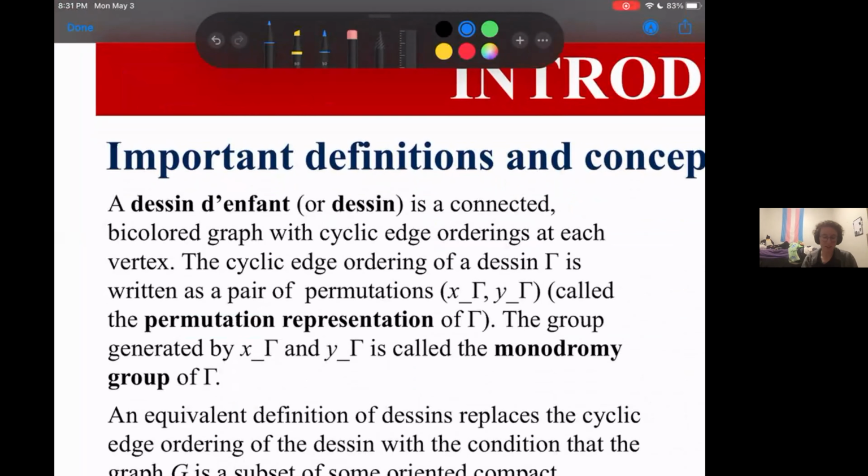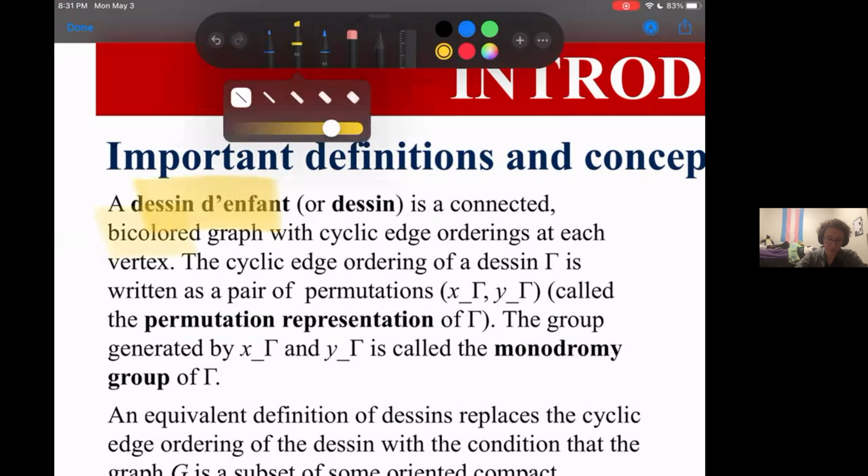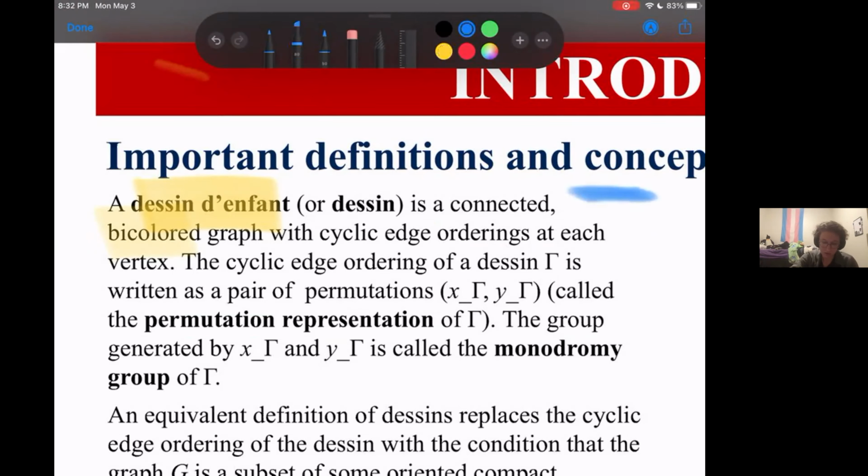A Dessin d'Enfant is a connected bicolored graph with cyclic edge orderings at each vertex. Bicolored just means that we have two colors for the vertices. The colors usually used are black and white, and no edge can have the same color vertex on each end. So if this is an edge of your Dessin, one of the vertices has to be black and the other has to be white, which I know is blue here, but pretend it's black and white.